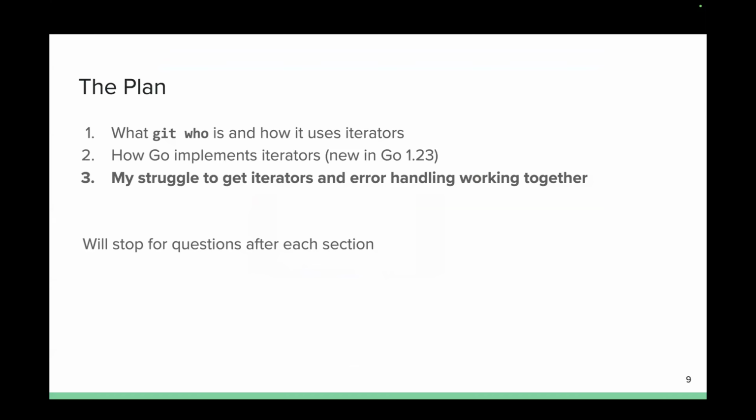But before we get to that, I'm just going to talk quickly about GitWho, what it does, and why I wanted to use iterators. And then I'll briefly go through iterators just because people may not know exactly how they work in Go since it's a new feature. I'm going to stop for questions after each section.